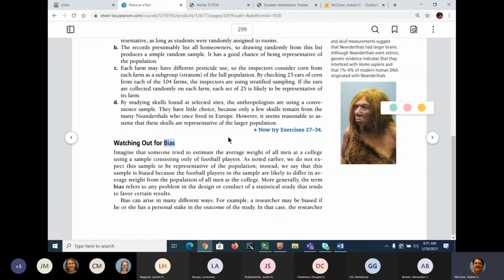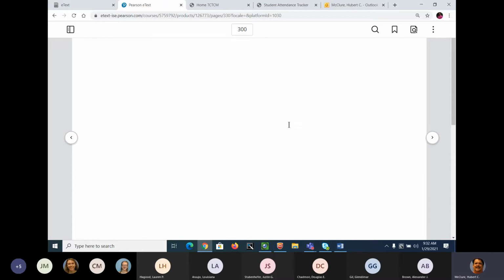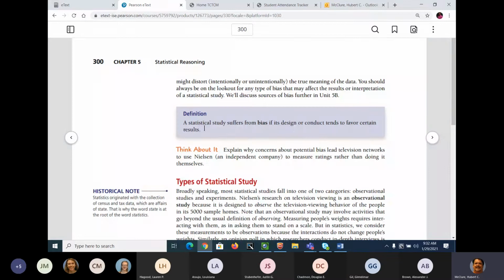Now, I've spent probably 5 minutes talking about this one word. It's very, very, very important, no matter what profession you go into, because you cannot lean one side or the other and be neutral. You can't do it. And that was a good example, doctor. I appreciate that. So you can't be biased. A statistical study, when it's designed to conduct, tends to favor certain results.